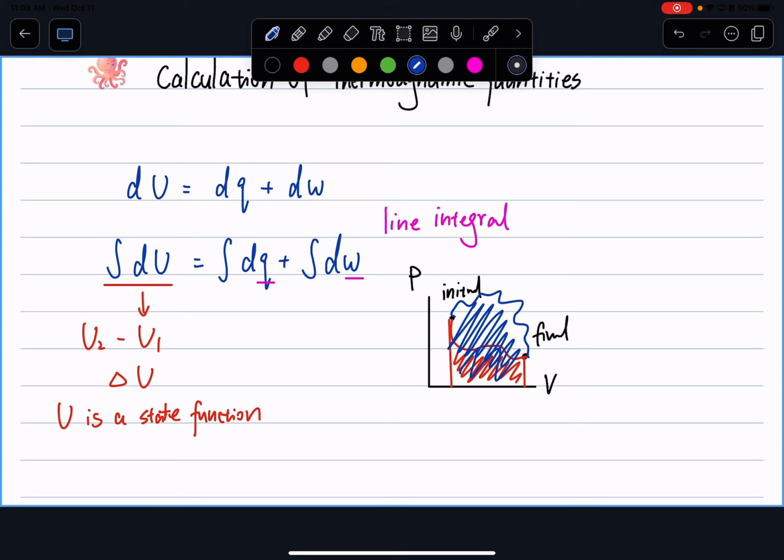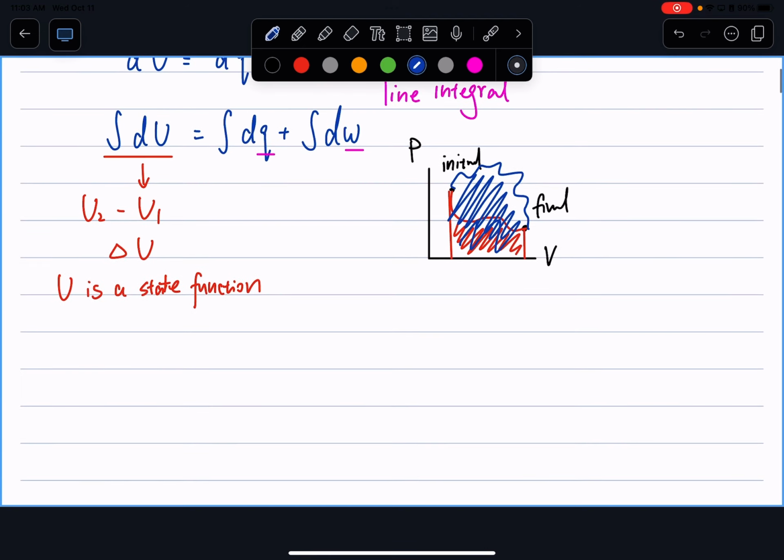Taking everything together, if we take the integral on both sides of this equation, we end up with delta U equals Q plus W. We will not write something like delta Q or delta W, because that's a pretty ill-defined term, given that Q and W are line integrals. Just keep that in mind. That's a bit of review on the first law of thermodynamics.